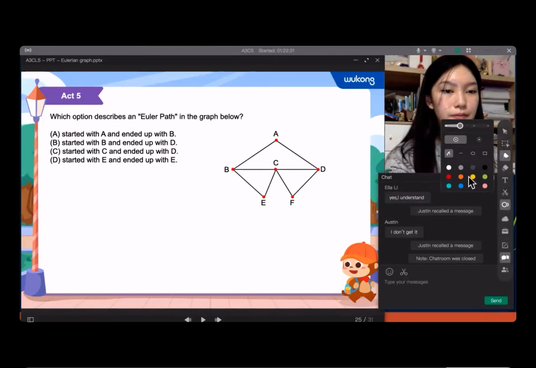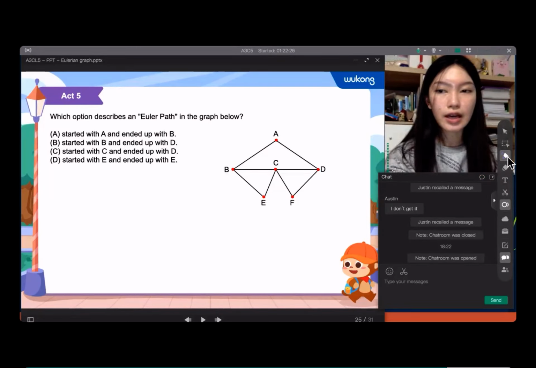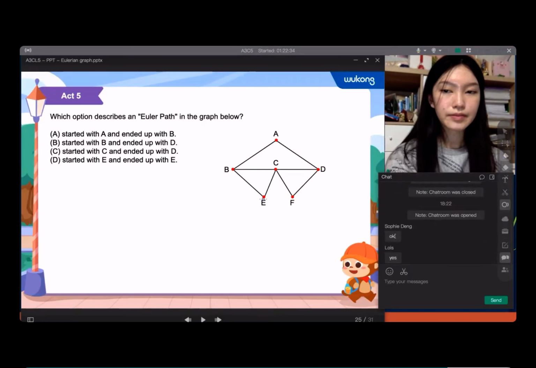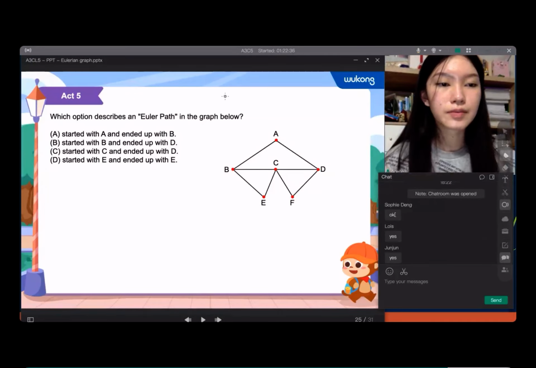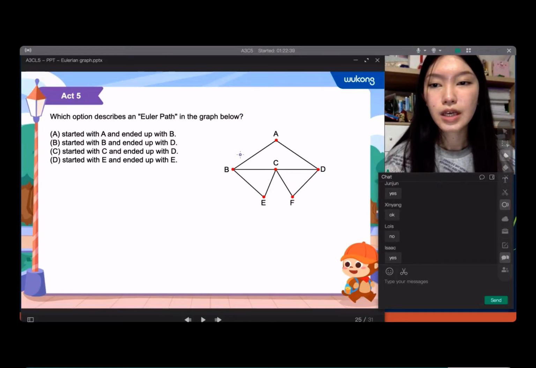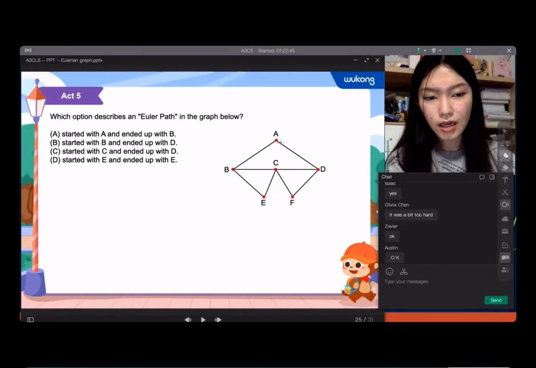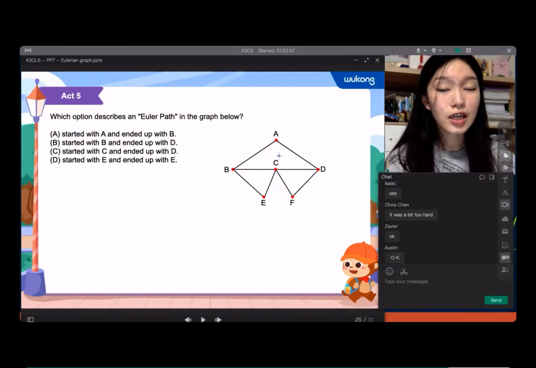Now, I'm going to open the chat. Do you guys mind if I go through this question for you? Just because we're a little bit tight on time and I don't want to drag you after class, okay? Now, let's have a look. In this one, let's find out how many odd nodes we have in here. Yeah, I agree. It is a little bit harder than the questions we've done before. So hopefully after I explain it, you will all get it, okay?